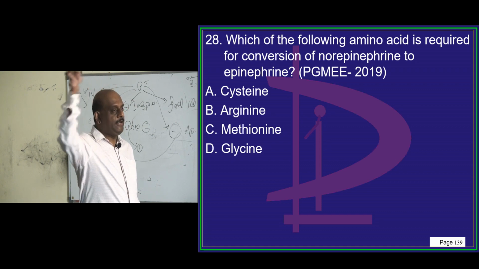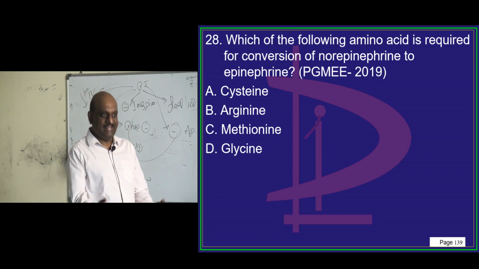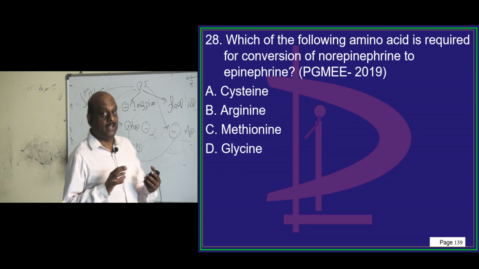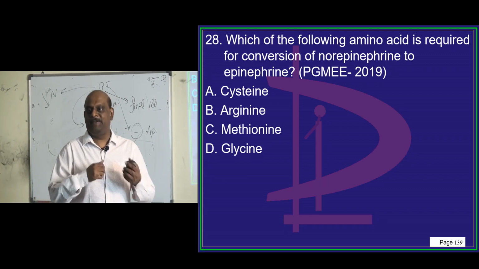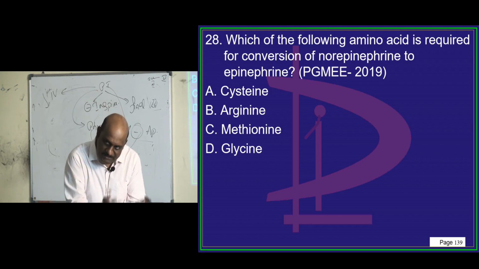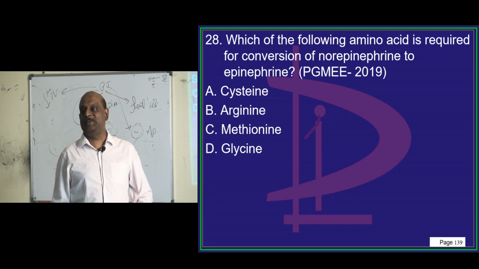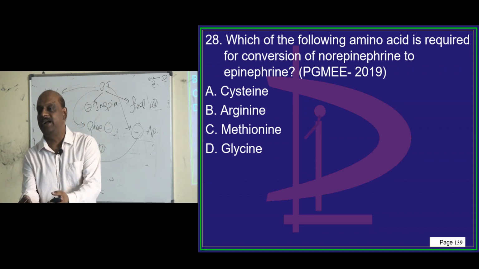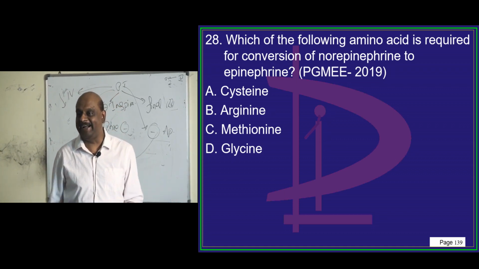Which amino acid do you need for norepinephrine to epinephrine? Recently we discussed catecholamine, pheochromocytoma. See, these are the topics which are common in multiple books. Norepinephrine and epinephrine will come in biochemistry, in pharmacology, and in general medicine under catecholamine and pheochromocytoma. If you remain ignorant in all 3 places, even God cannot help you.